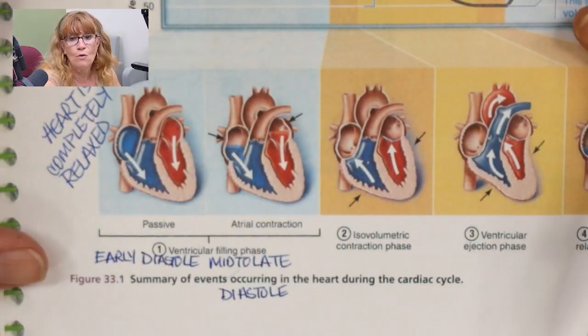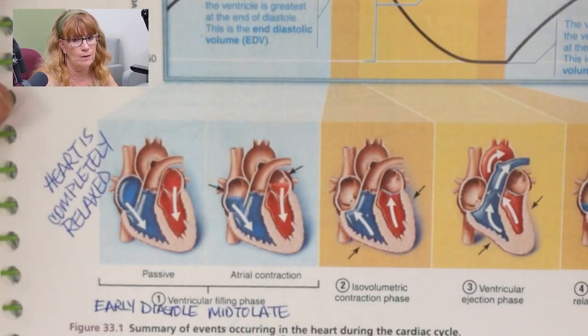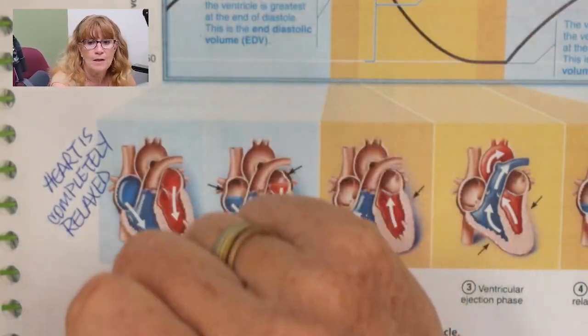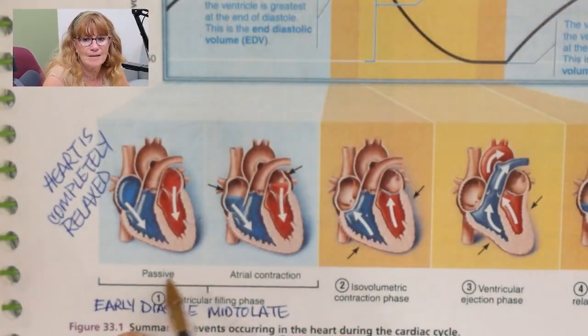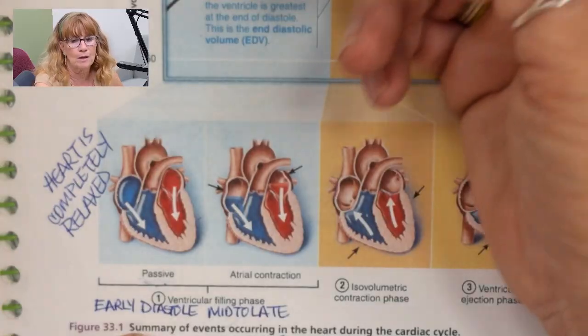We have no contraction of the cardiac muscle whatsoever. We don't have any atrial contraction. We don't have any ventricular contraction. And so what is happening is that the blood is filling passively. That means that we are not filling any of the chambers due to any type of contraction.